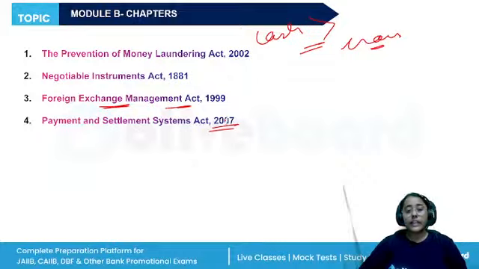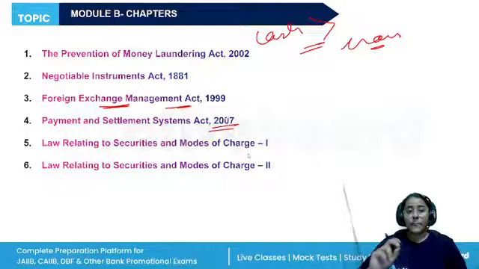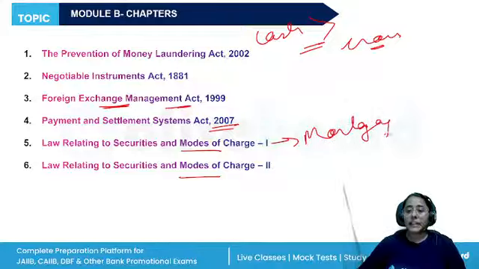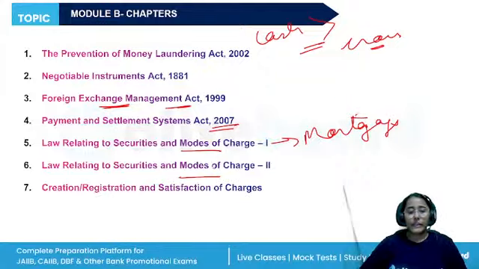Then Unit 12 and Unit 13, the laws relating to securities and mode of charge, part 1 and part 2. So we'll be studying about the various types of mortgages, like a simple mortgage, conditional mortgage, equitable mortgage. And in the second part, we'll be studying about the other types of charges. So how does the assignment work, appropriation, hypothecation, set off, and then the last unit of module B, which is how do we create or register the satisfaction of charges.